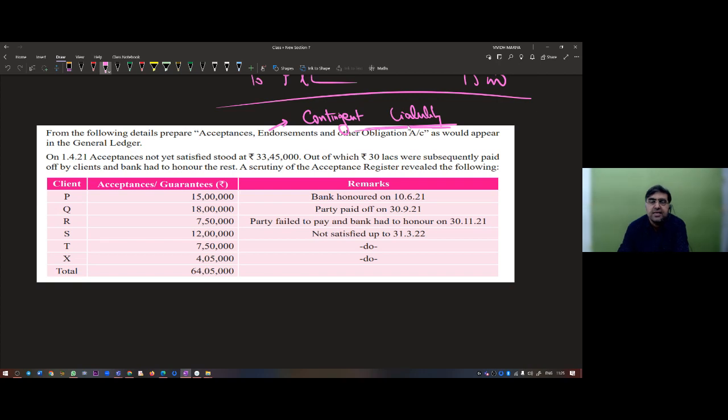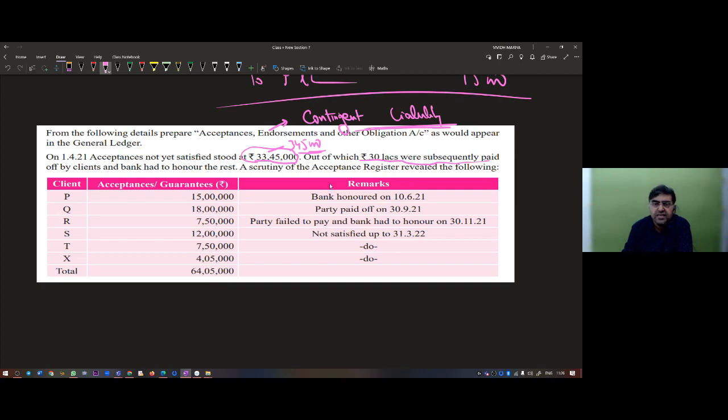Earlier, 18 years back, we used to record contingent liability in the books. Now we don't record contingent liability. Let's read the question well. At the beginning of the year, this was the amount outstanding. 30 lakhs were paid by the clients and balance was paid. Balance means 3,45,000.